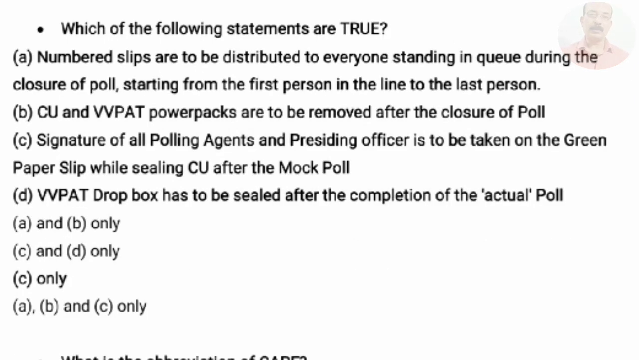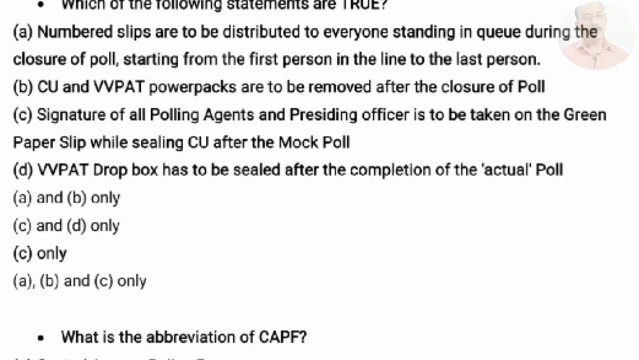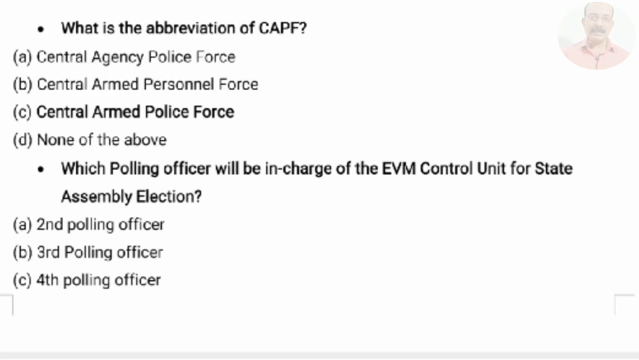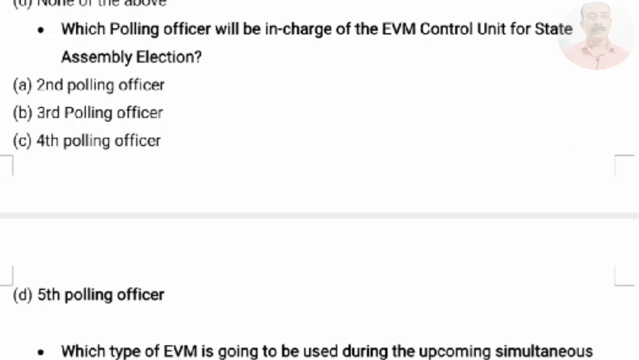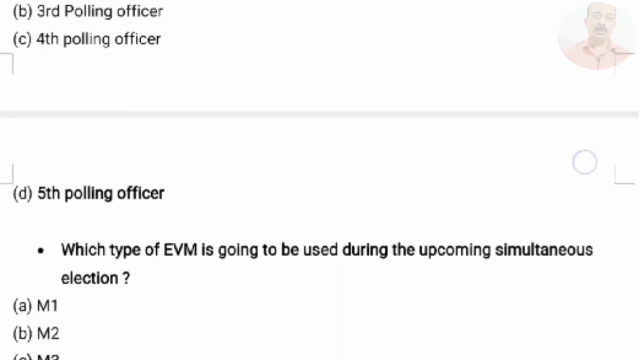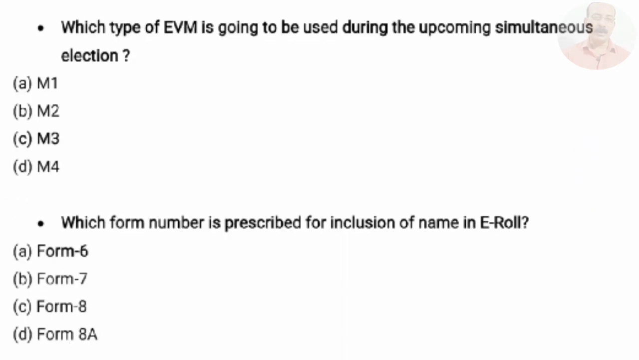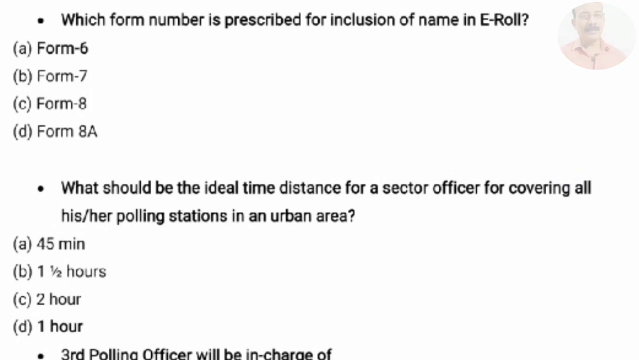Which of the following statements is true? The VVPAT drop box has to be sealed after the completion of the actual poll. What is the abbreviation of CAPF? Central Armed Police Force. Which polling officer will be in charge of the EVM control unit for state assembly election? Fifth polling officer. Which type of EVM is going to be used during the upcoming simultaneous election? M3. Which form number is prescribed for inclusion of the name in the roll? Form 6.